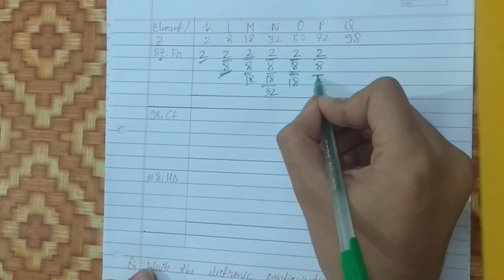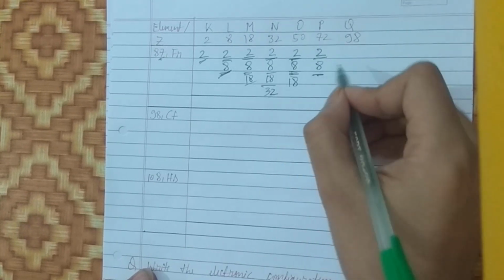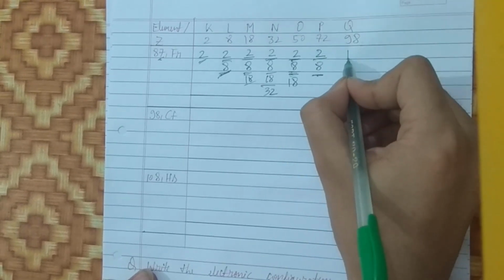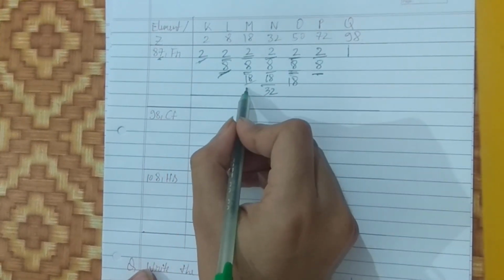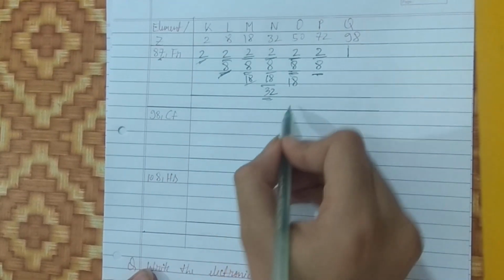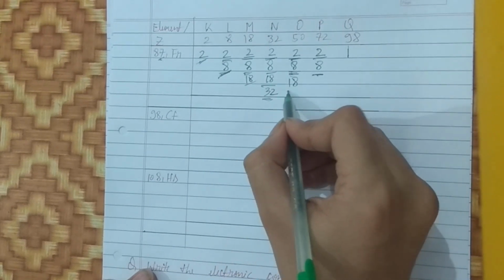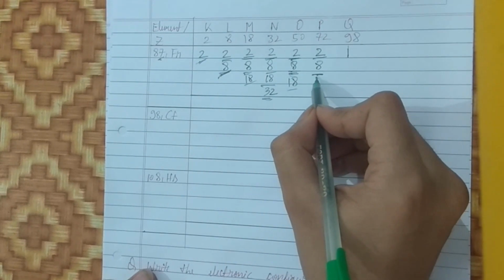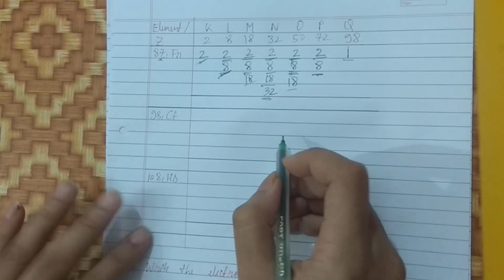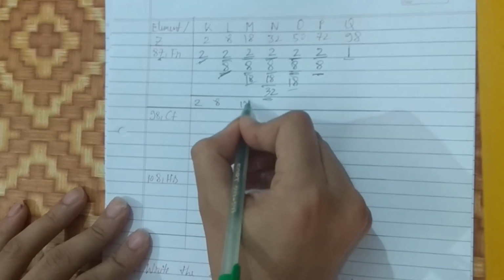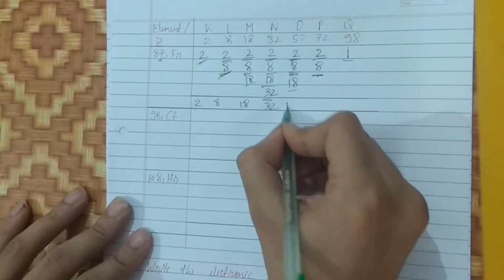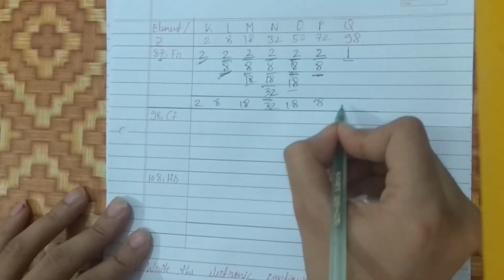Again octet rule will come in picture, and again we will be shifted to the next shell. So 1 electron here. Let's count how many happen. 2 here, 8 here, 28, 32, it's 60, 70, 78, 86, and 1, 87. So it's done. So the final electronic configuration will be 2 here, 8 here, 18 here, 32 here, 18 here, 8 here, and 1 here.